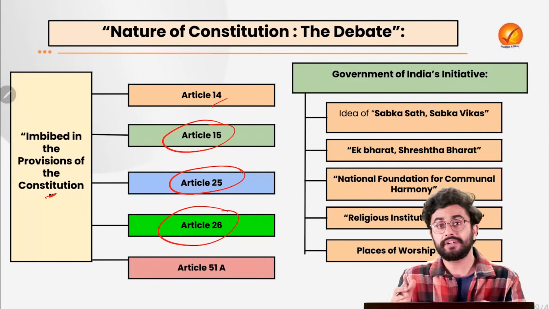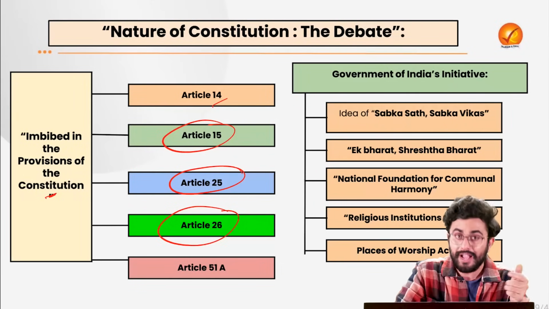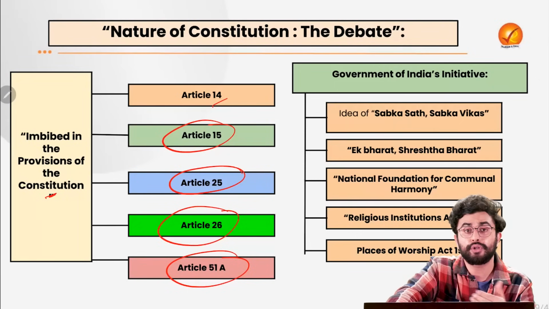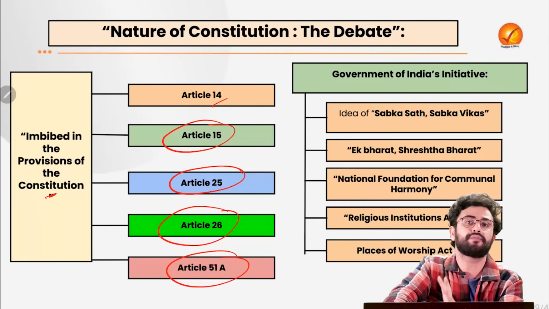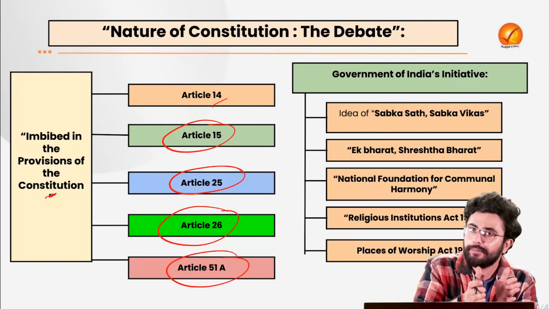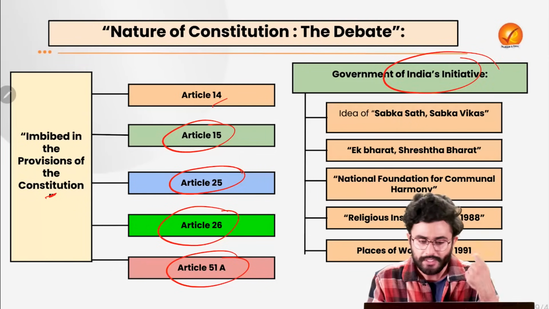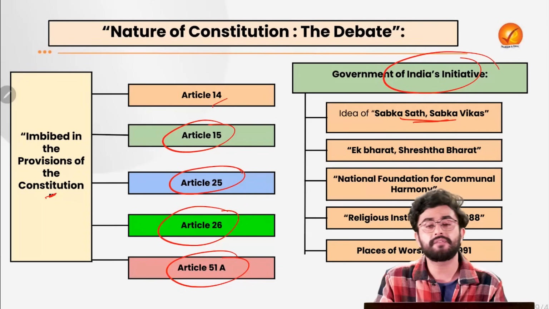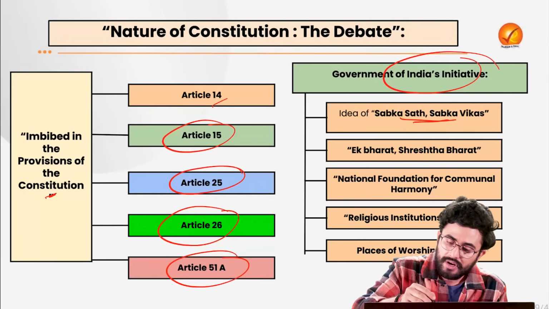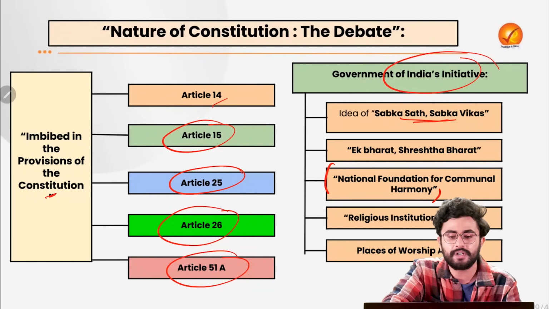Article 26 provides freedom to religious institutions, the religious denominations, to manage the institutions and to acquire property. And then there is Article 51A, which is the fundamental duty of each one of us to propagate what? Common brotherhood and fraternity. And these same imbibed principles are also reflected in the Government of India's initiatives, such as the idea of Sabka Saath, Sabka Vikas, the Ek Bharat, Shresth Bharat initiative, or the creation of a National Foundation for Communal Harmony, which falls under the Ministry of Home Affairs.